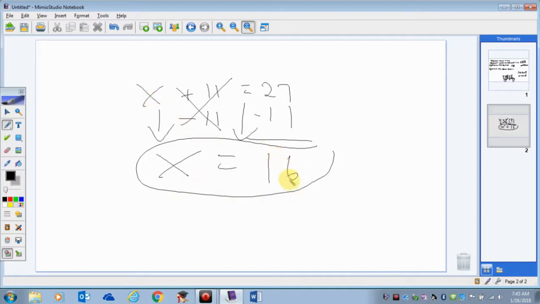The last thing I've got to do is check my work. So I go back to the original. It's x plus 11 equals 27. So I'm going to try 16 plus 11 equals 27. And that adds up to be correct. So my answer works.